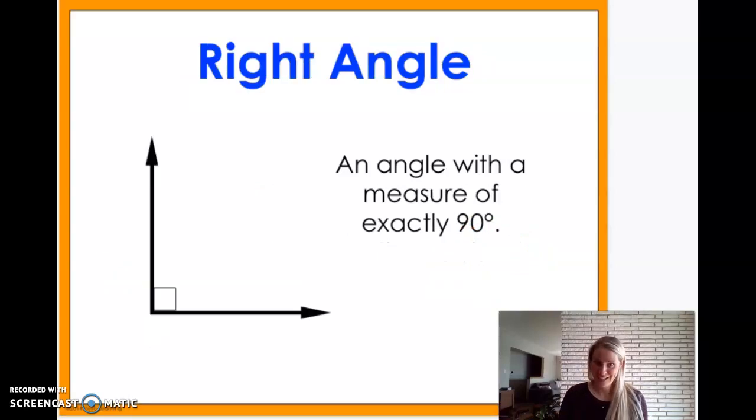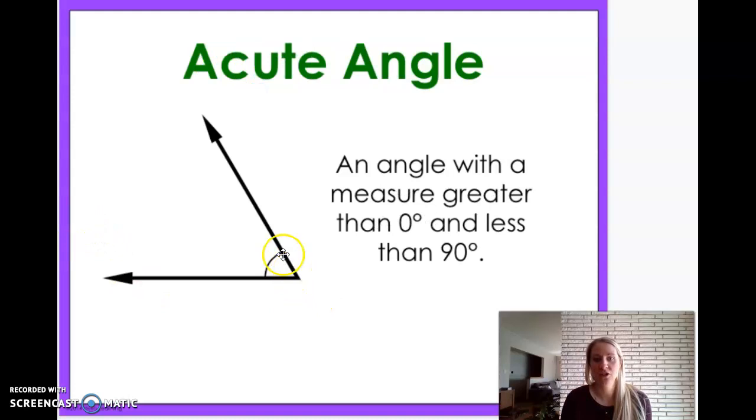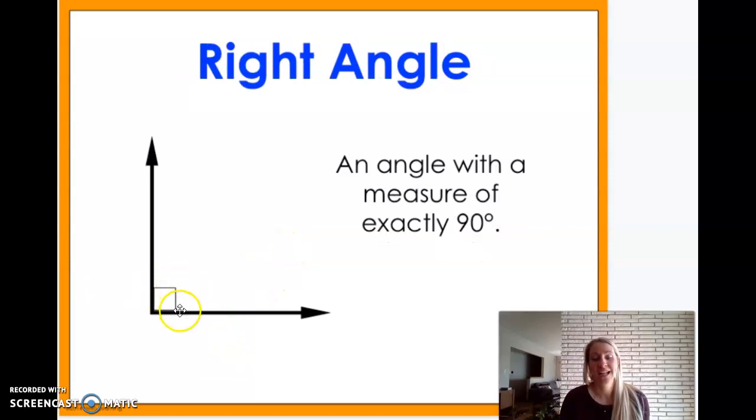which is our next angle. A right angle is an angle with a measure of exactly 90 degrees. And oftentimes a right angle will be denoted with this little square in the corner. So if you go back to the acute angle, you'll notice that it's more circular, marking that this is the angle. In a right angle, it will be marked with a square, and that's how you know it is exactly 90 degrees.